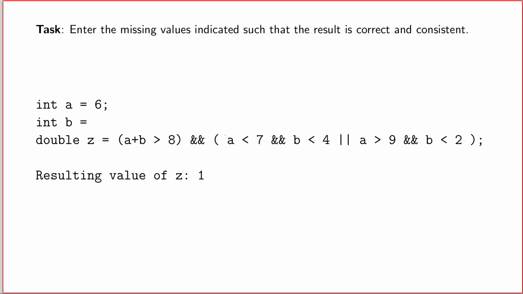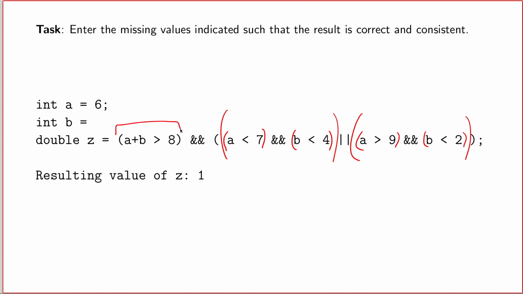So the less than and greater than operators have higher precedence than and or. We also know that and has higher precedence than or. So we end up with this. And I think now we have brackets in all the right places. So what we want is the result to be true, to be 1. And that means that this has to be true.